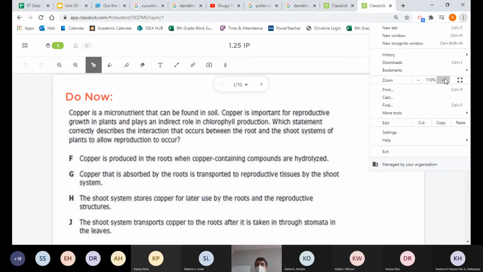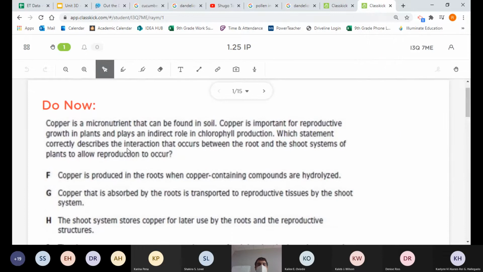It's a good question. Copper is a micronutrient that can be found in soil. Copper is important for reproductive growth in plants and plays an indirect role in chlorophyll production. Which statement correctly describes the interaction that occurs between the root and the shoot systems of plants to allow reproduction to occur?